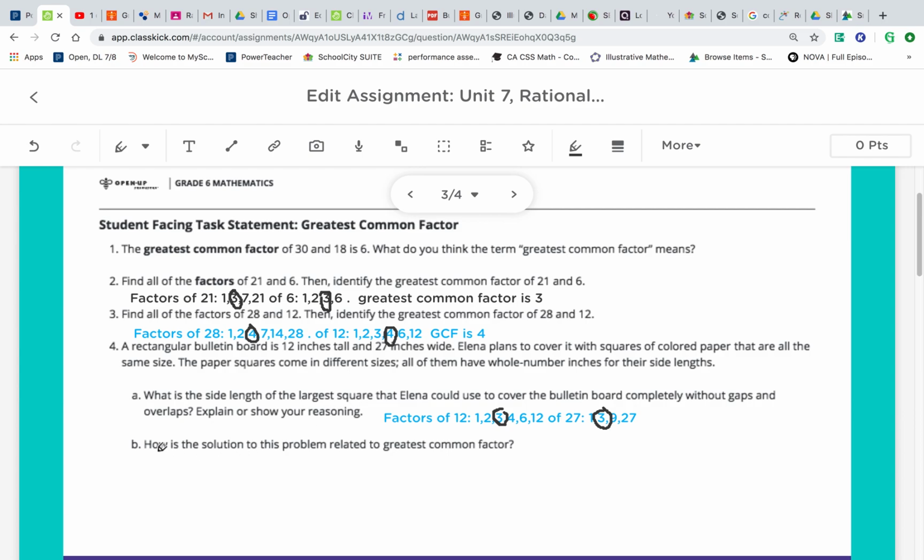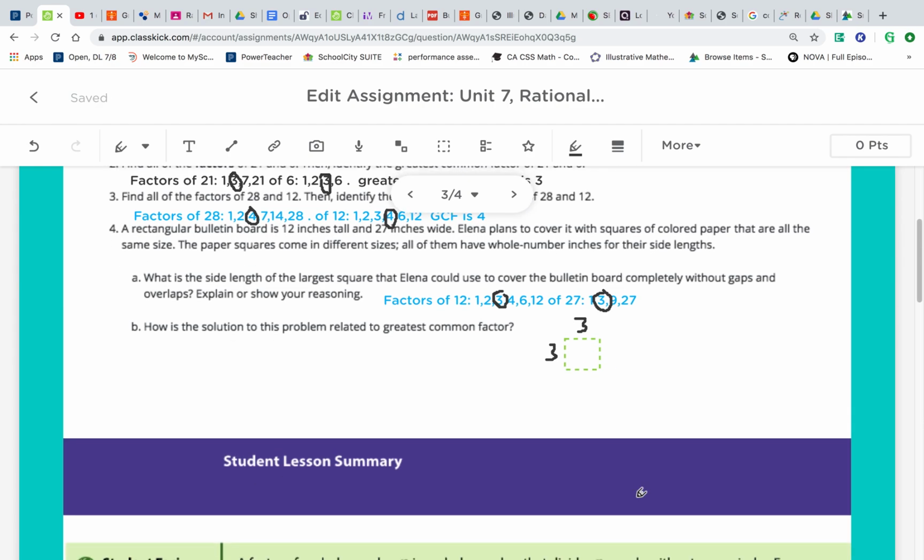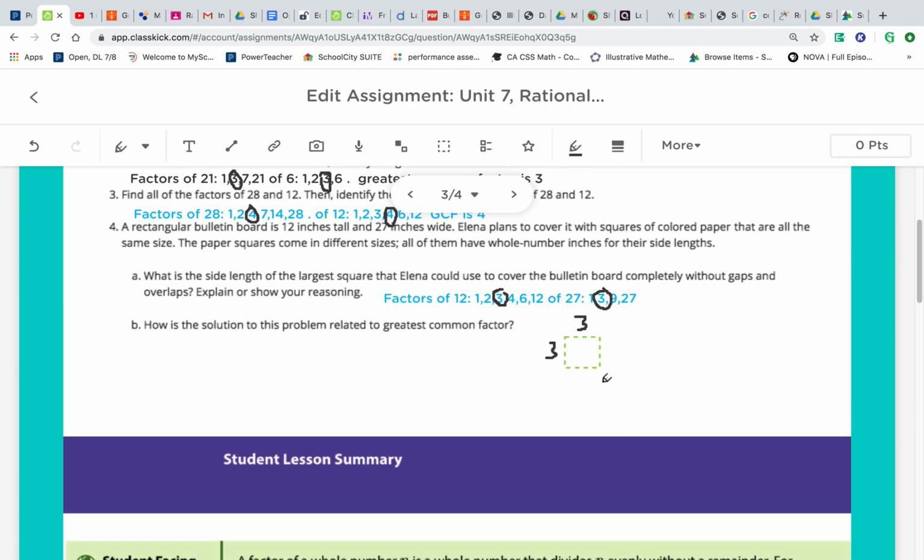So basically, question B, how is the solution to this problem related to the greatest common factor? Well, basically, you had to find the greatest common factor. What this means also is that the side length of each of the squares has to be 3. So it's a 3 by 3 square. Let's go ahead and X out of that here. Imagine this square here. It would look like this. Each of the sides would be 3. And then if you were to do this here, you'd have another square.